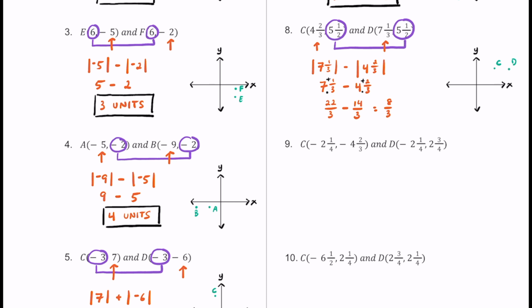And just for good measure, I'll turn this into a mixed number. You don't have to though. We're going to say this is going to be 2 2/3 units away from each other. So a little bit easier to understand that it's less than 3 units if we convert it into a mixed number.